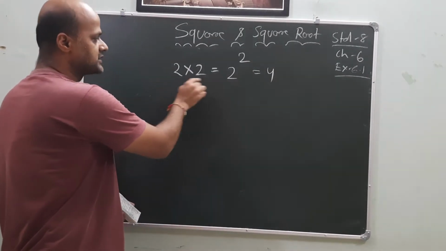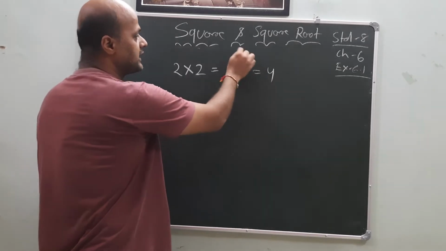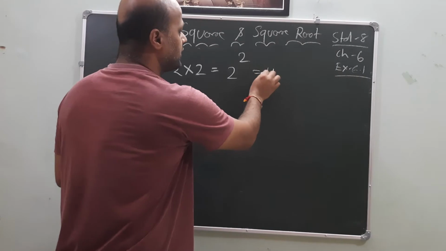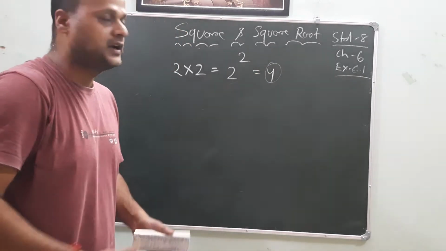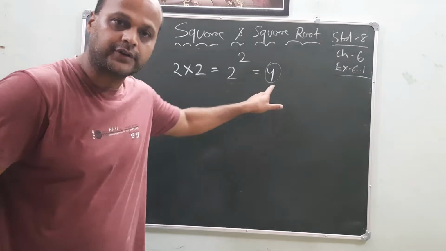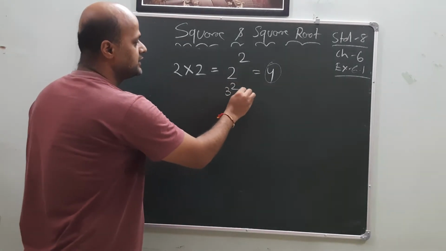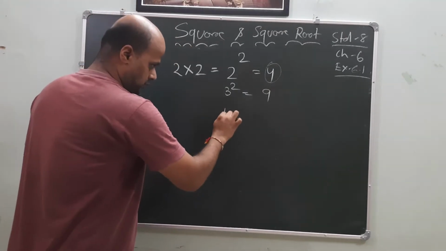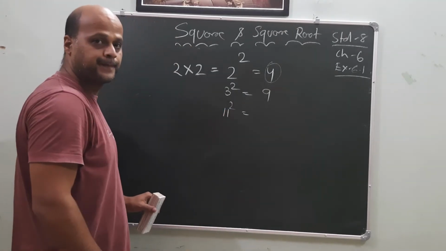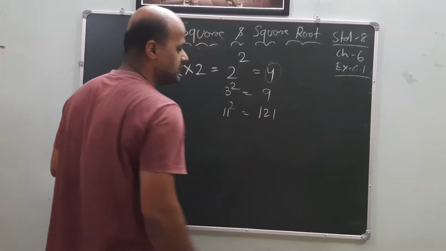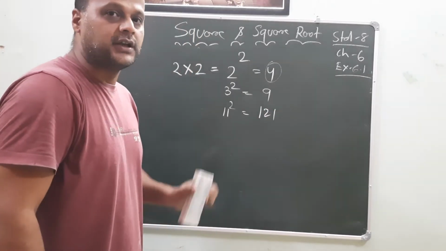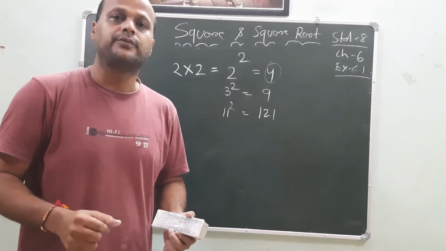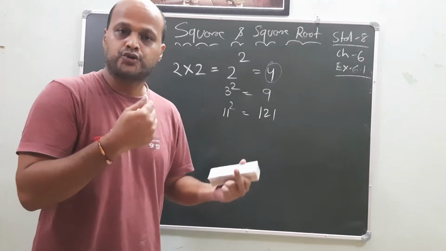Again, if two similar numbers are multiplied with each other, then it is written in the power form, that is 2 power of 2 or 2 square, and the result is 4. So I will say that 2 square is equal to 4. So what is next? What is 3 square? Good, it is 9. What is 11 square? Yes, 121.